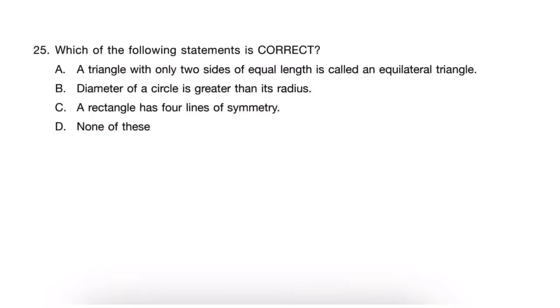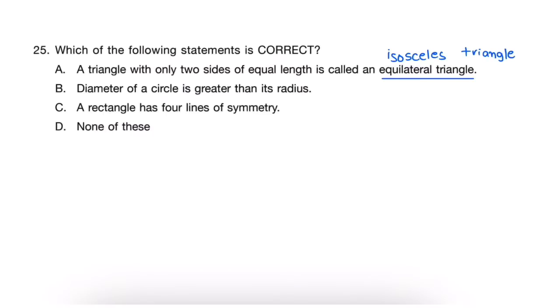Question 25. Which of the following statements is correct? Option A. A triangle with only two sides of equal length is called an equilateral triangle. No, it is called an isosceles triangle.